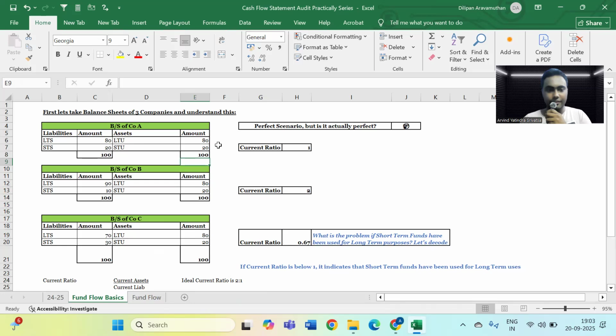Next, let's come to balance sheet of company B. Here the long-term sources of funds are 90, the short-term sources are 10, the long-term uses are 80, the short-term uses are 20. So if you look here, the current ratio is 2. Basically, you have current assets of 20 and you have current liabilities of 10.